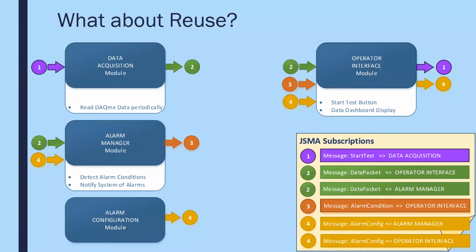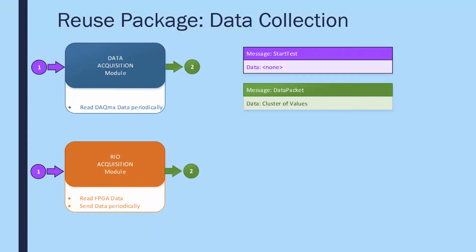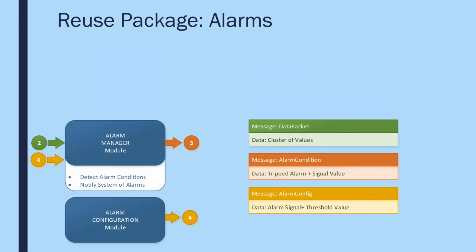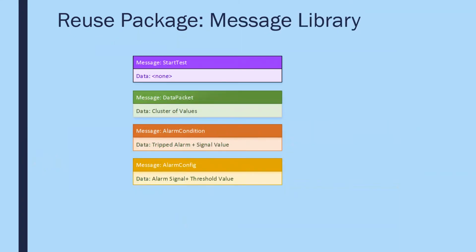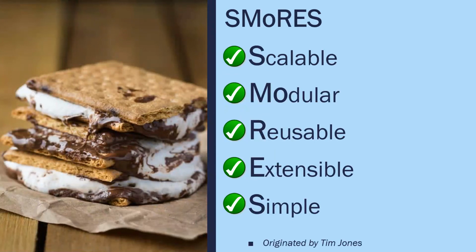Proof that JSMA supports reusability could be found by considering reuse in our example application. Different reuse packages could potentially be extracted from this application. Perhaps you would pull out a data collection package, or maybe an alarm management package, or just a simple message library package. How much work it takes to actually make these packages general use rather than project specific will depend a lot upon how you implemented the module functionality. But I hope that you see that at its core, JSMA gives you all the tools that you need to create code that's reusable. Give me an R for reusable.